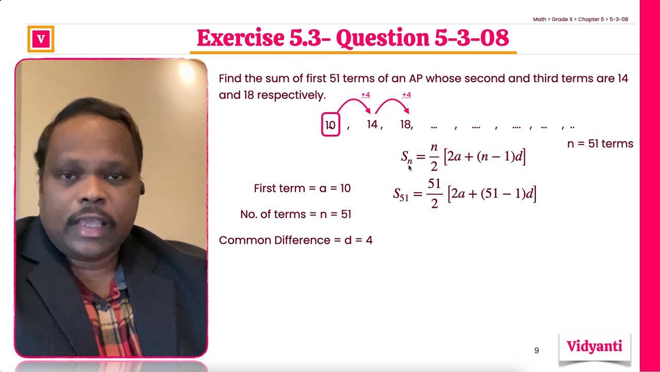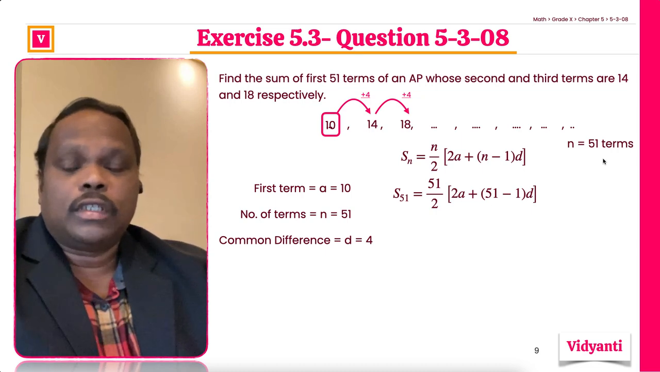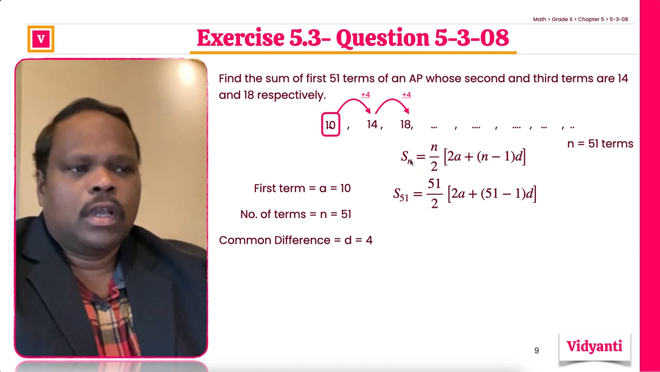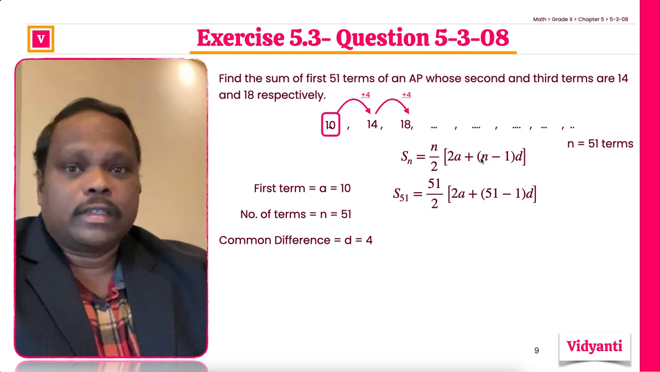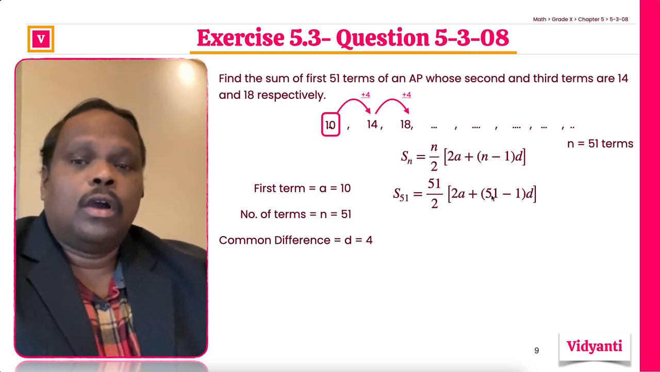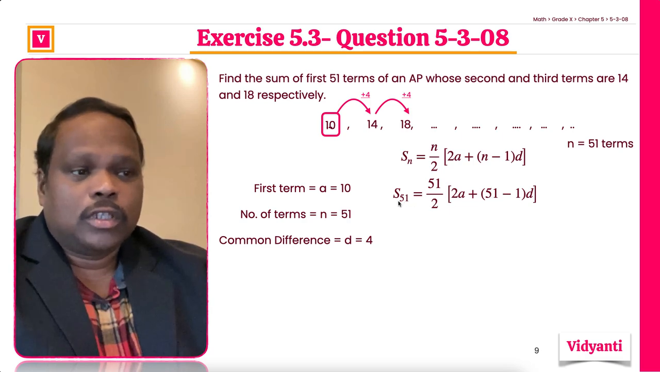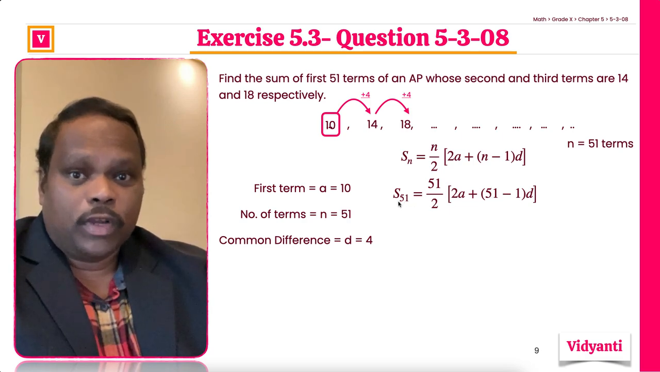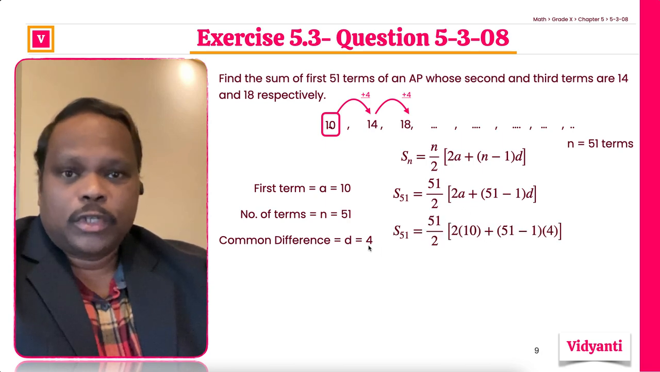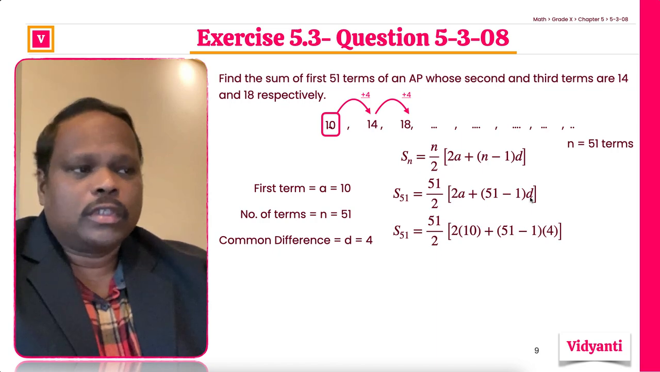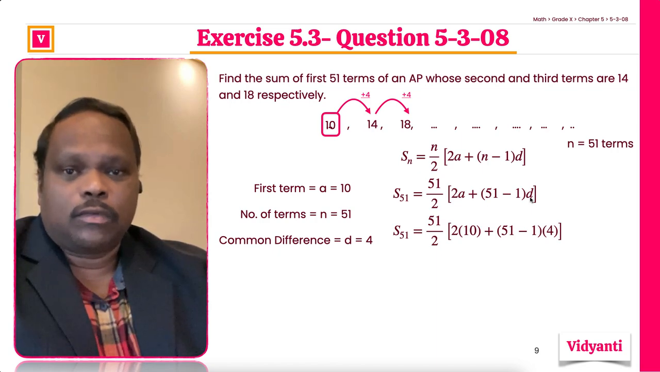Immediately we'll replace n by 51 because we have to calculate the total of the first 51 terms. As soon as you replace n by 51 on the left hand side, immediately replace the same n by 51 on the right hand side too. So this will be the formula for S51. Now we can plug in the remaining values. A will be substituted as 10, so twice of 10 will be 20. And 51 minus 1 will be 50, times 4, because the D value has been given as 4.